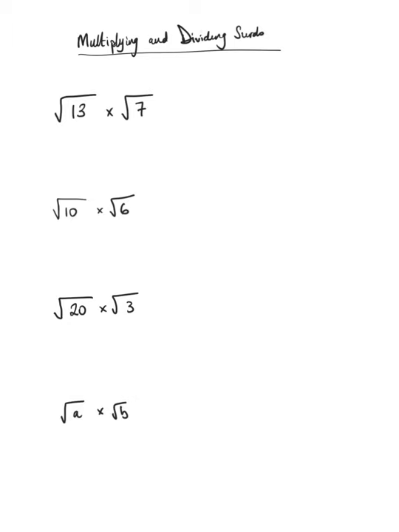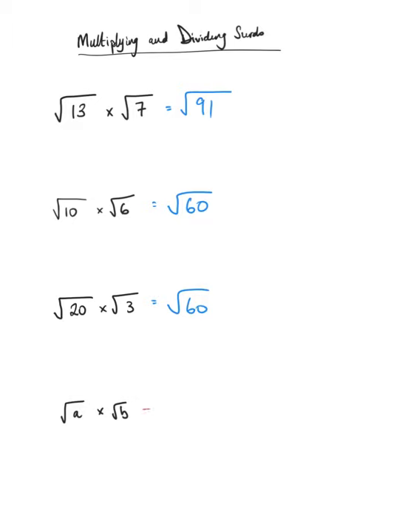Now, if I've got something like this, the square root of 13 multiplied by the square root of 7, that works out to be the same as the square root of 91. And here, the square root of 10 multiplied by the square root of 6 is the same as the square root of 60, as is the square root of 20 times the square root of 3. Hopefully you can see there's a simple pattern going on here, and it does always hold true.